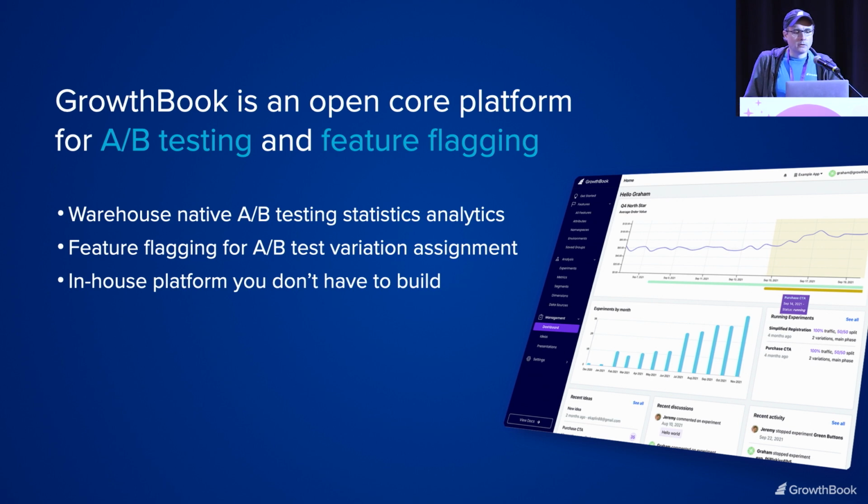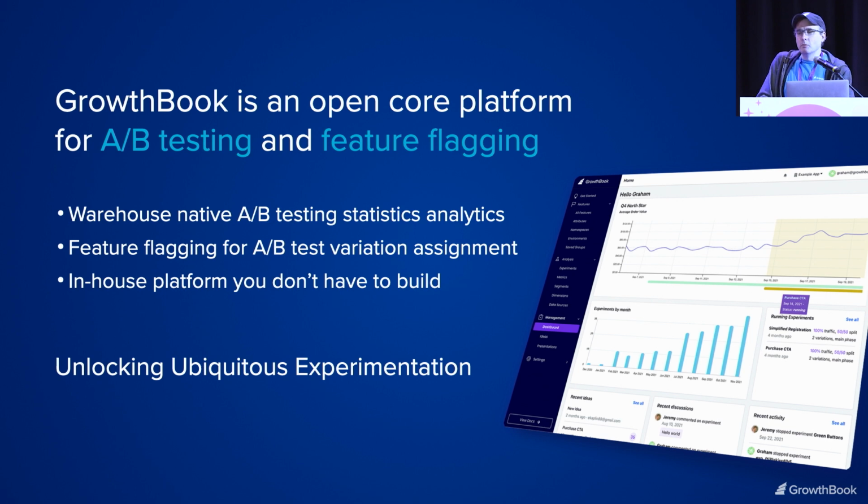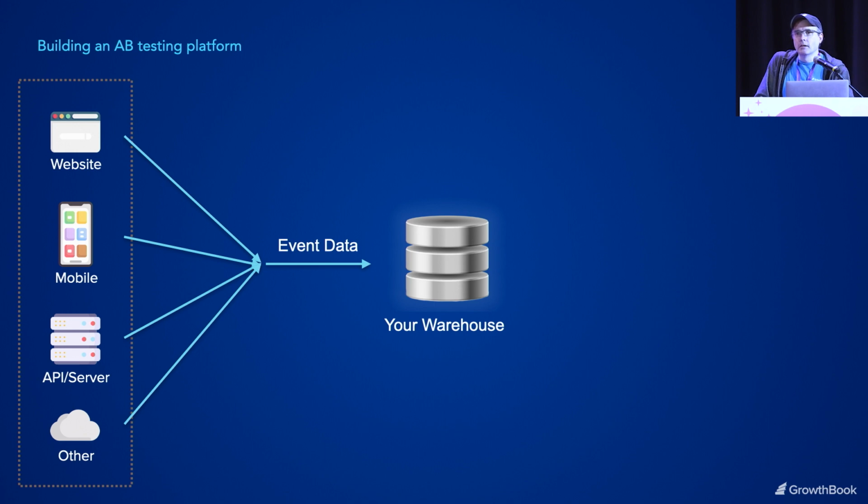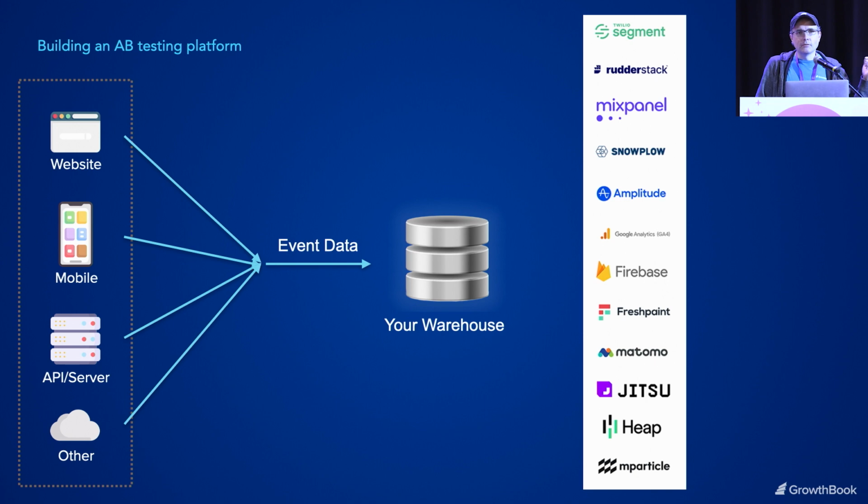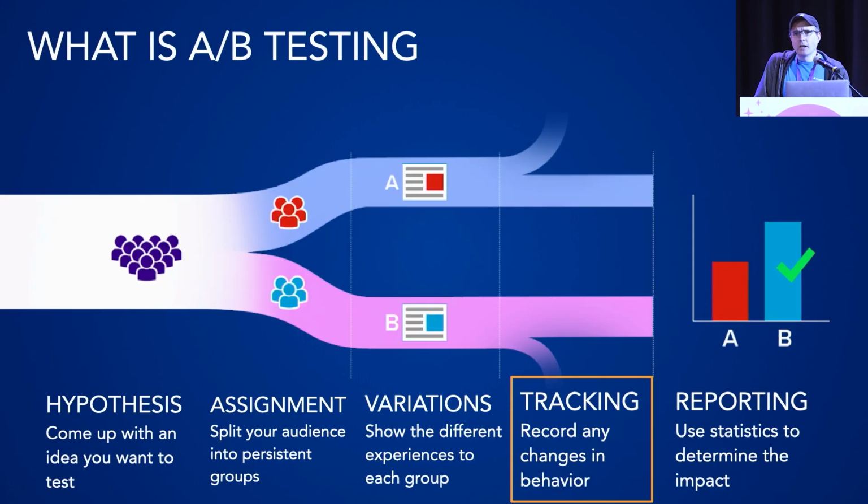So GrowthBook is an open source A/B testing and feature flagging platform. And the idea is to really be an in-house platform that you don't have to build and really unlock that ubiquitous experimentation. So how that works in practice is that most people here already have data going somewhere, right? You probably have data in a data warehouse. And so you're actually really close to getting that experimentation platform set up already. If you're using any of these event trackers, getting your data into an event warehouse is super simple. But even if you're using something custom, that's totally fine. And so you already have this one box of our experimentation lifecycle already built.